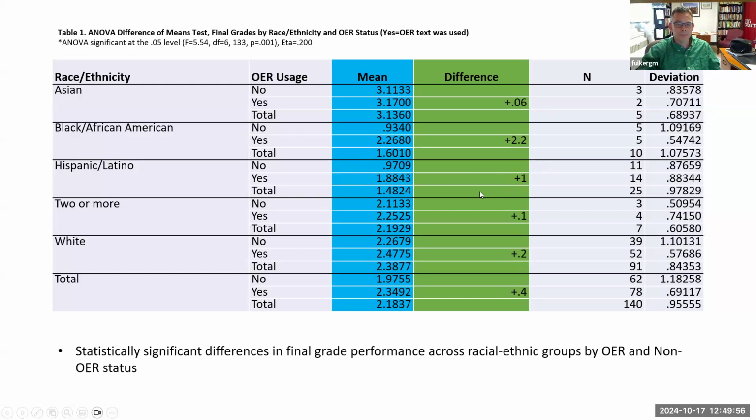Full grade better for Hispanic or Latino students. Two or more, very similar, not significant, but very similar. Same with white students, but slight increases. And then overall, about a half a grade improvement, from an average of 1.97 to 2.34 between the non and the yes OER course sections. So if you're looking for hard data, there it is.